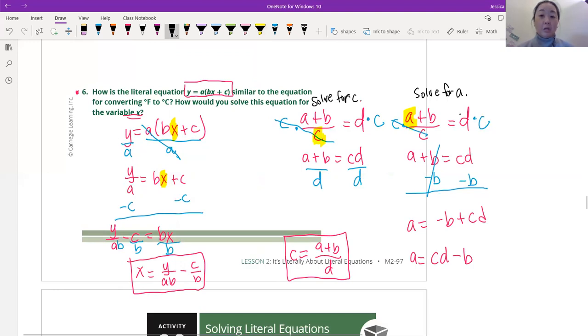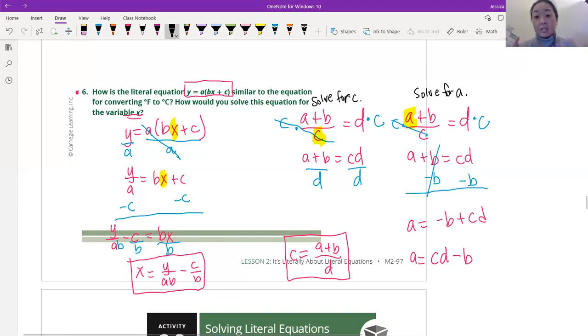So how do you know which one to solve for? Whichever one you want. Whichever it tells you to do, that's what you're going to solve for. So in this case, it's the exact same equation, but I'm going to solve for c here. On the other one, it says solve for a. So it's the exact same equation, but we have to do a few different steps because we're solving for a different variable. So again, if you're in a science class and you're like, ooh, I need to find out what b is because it told me to figure out b.